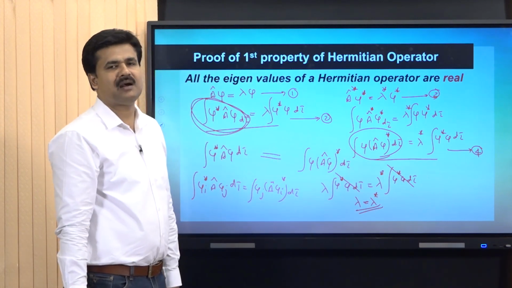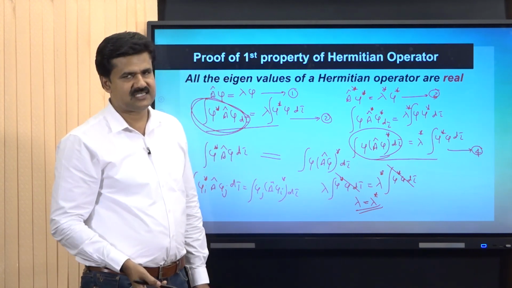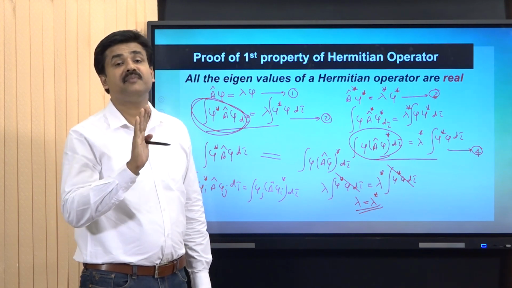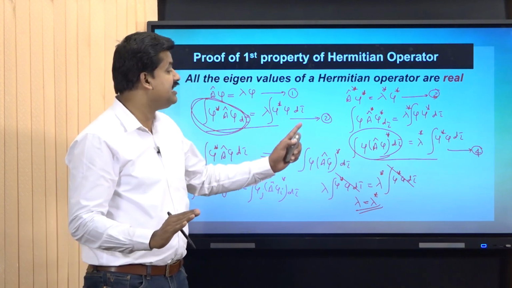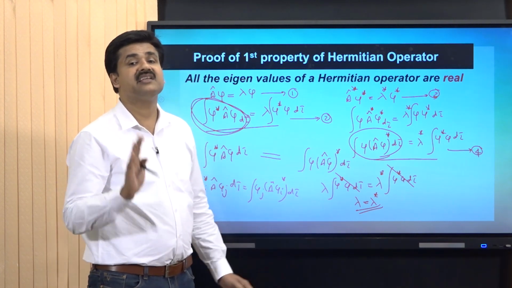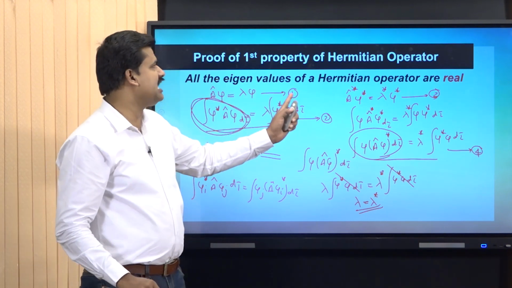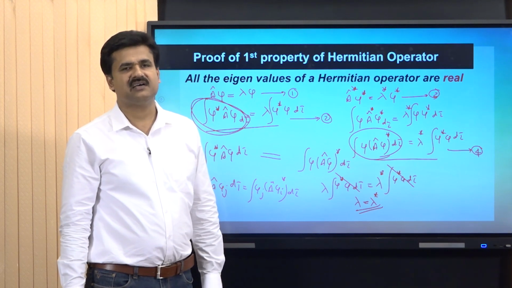Lambda equal to lambda star means a quantity is the same as its complex conjugate. This happens if and only if there is no imaginary part. That means the eigenvalue lambda is real. Thus, all the eigenvalues of a Hermitian operator are real.